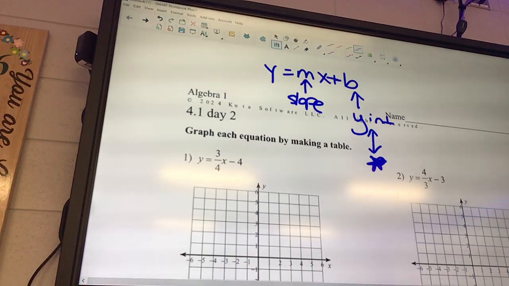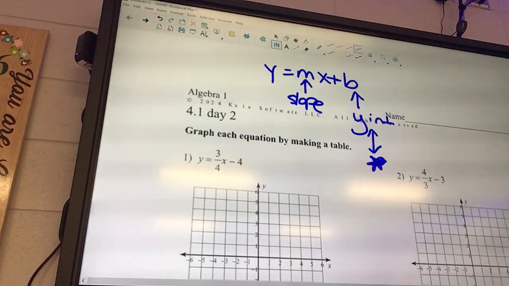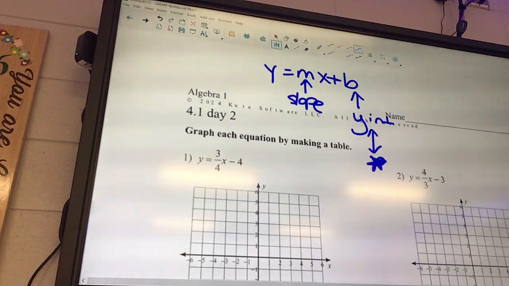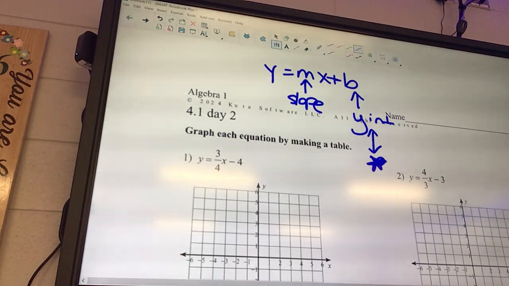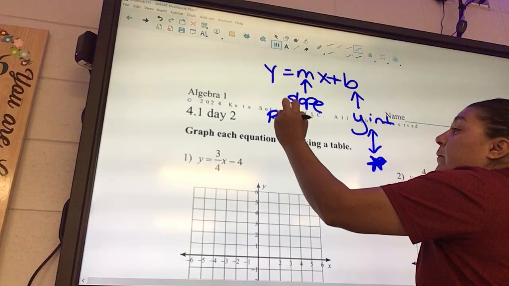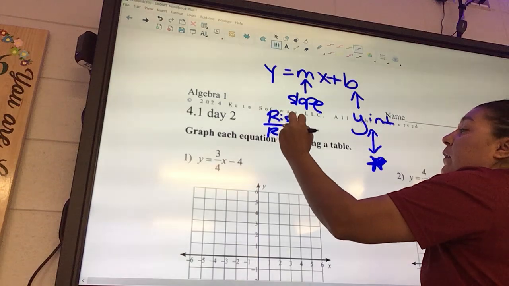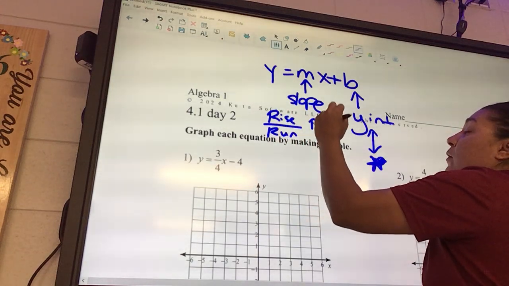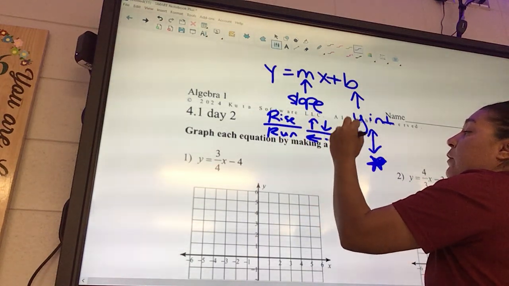What is the slope? Because we can't just say slope, people don't know what that is. The rise over the run. And what does rise over run mean? What do you do with the rise part? Go up. Up or down? And then what about the run? Left or right. Okay, so the slope is the rise over run, which is our up or down, and then our left or right.